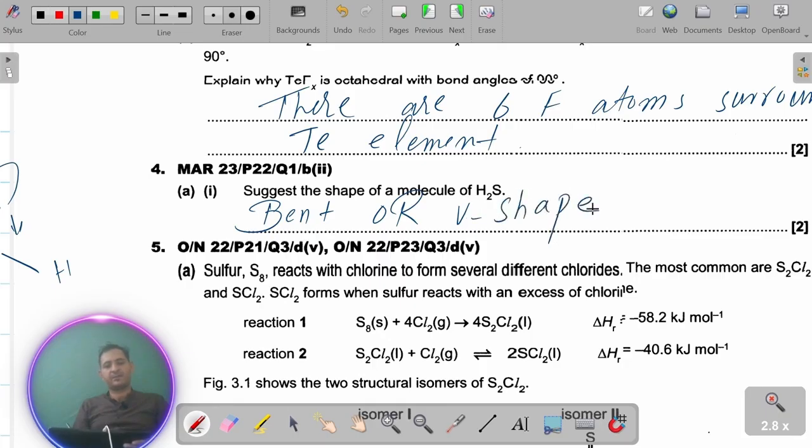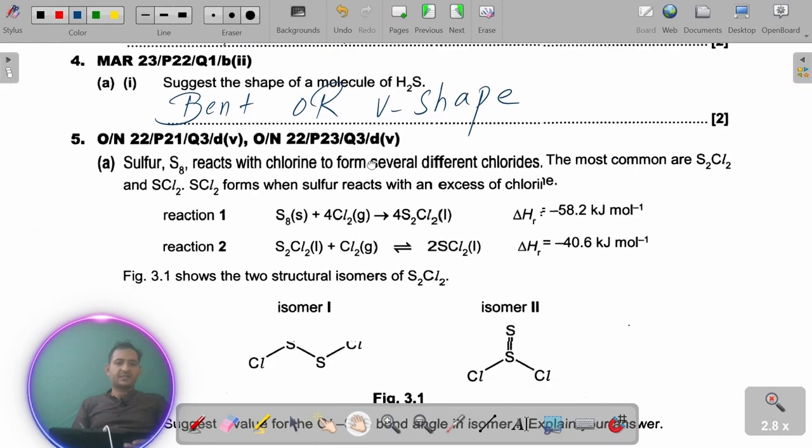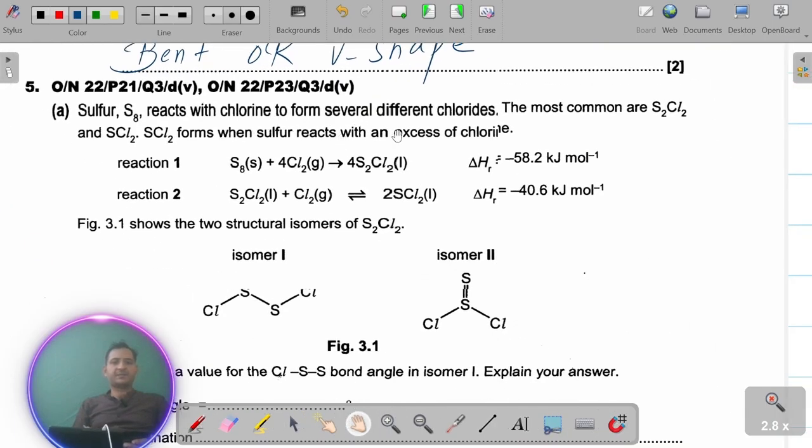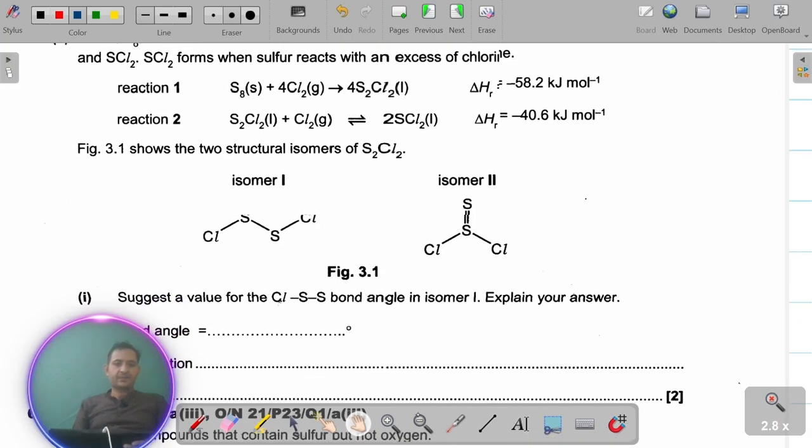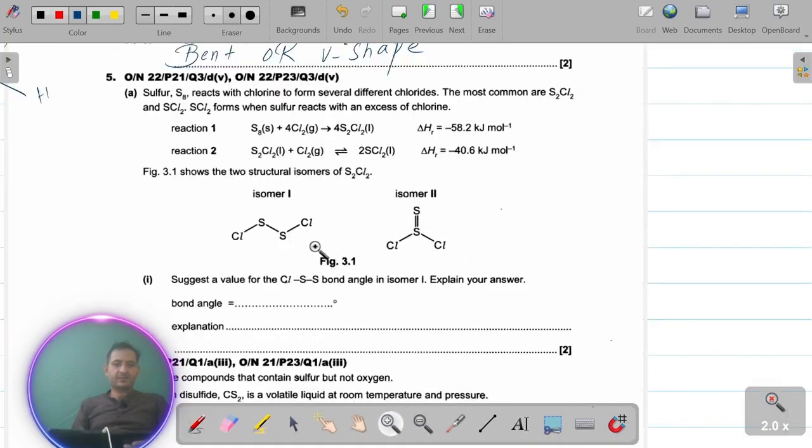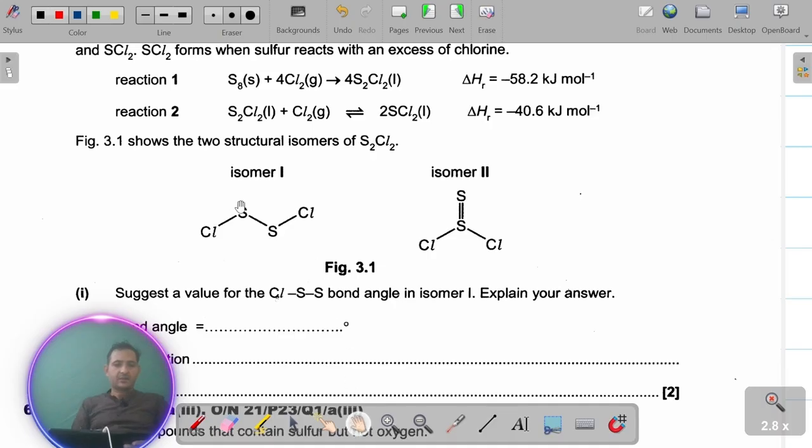Bent or V shape. Okay. Sulfur S8 reacts with chlorine to form several different chlorides, the most common being S2Cl2. Okay, so here we have some isomers. I need to make it correct. Here is isomer 1 and here is isomer 2.